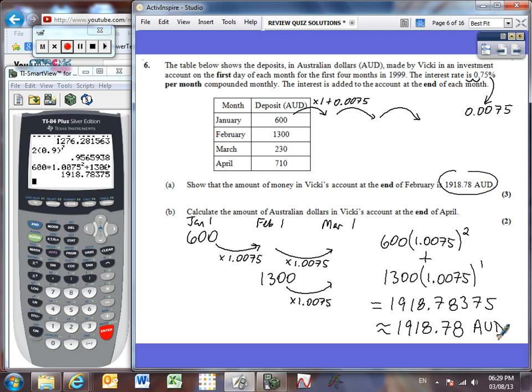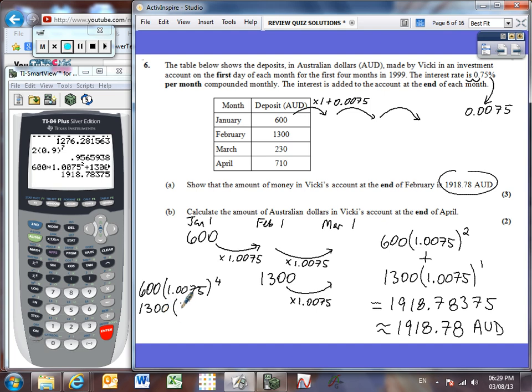Part B, we now have to calculate the amount of Australian dollars in her account at the end of April. So we're really just doing the same process, except we're extending it by another couple of months. So our 600 that we deposited at the beginning of January has now got 4 months in which to grow. That is to say that it's growing through the months of January, February, March, and April.